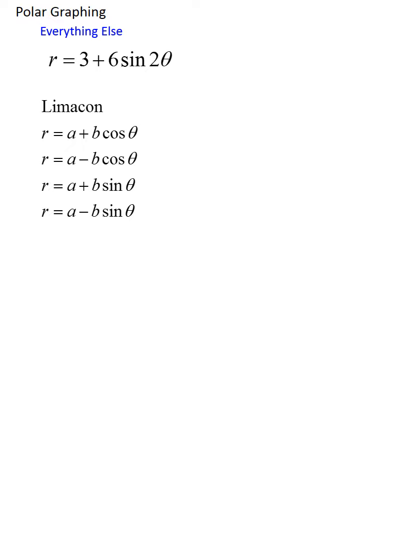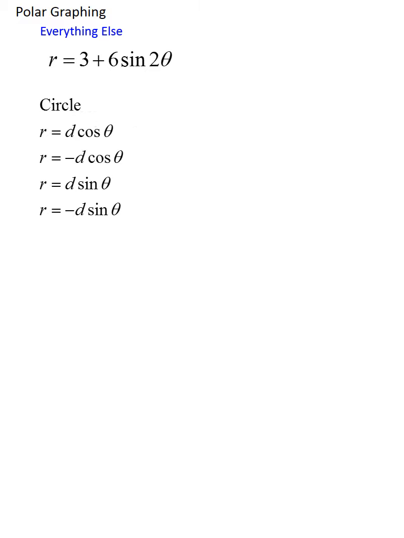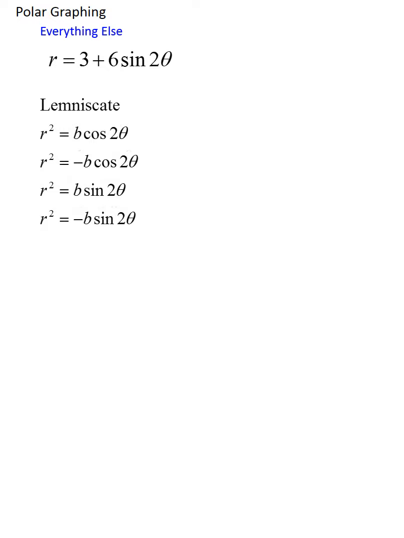Well, almost, but limaçons specifically always have an argument of theta in their sines and cosines. You don't have multiples of theta like 2 theta or 3 theta. So it isn't a limaçon. It's clearly not a circle by the format of the equation. It also doesn't match the format of a rose, nor a lemniscate. So what is it? Well, it's something else.